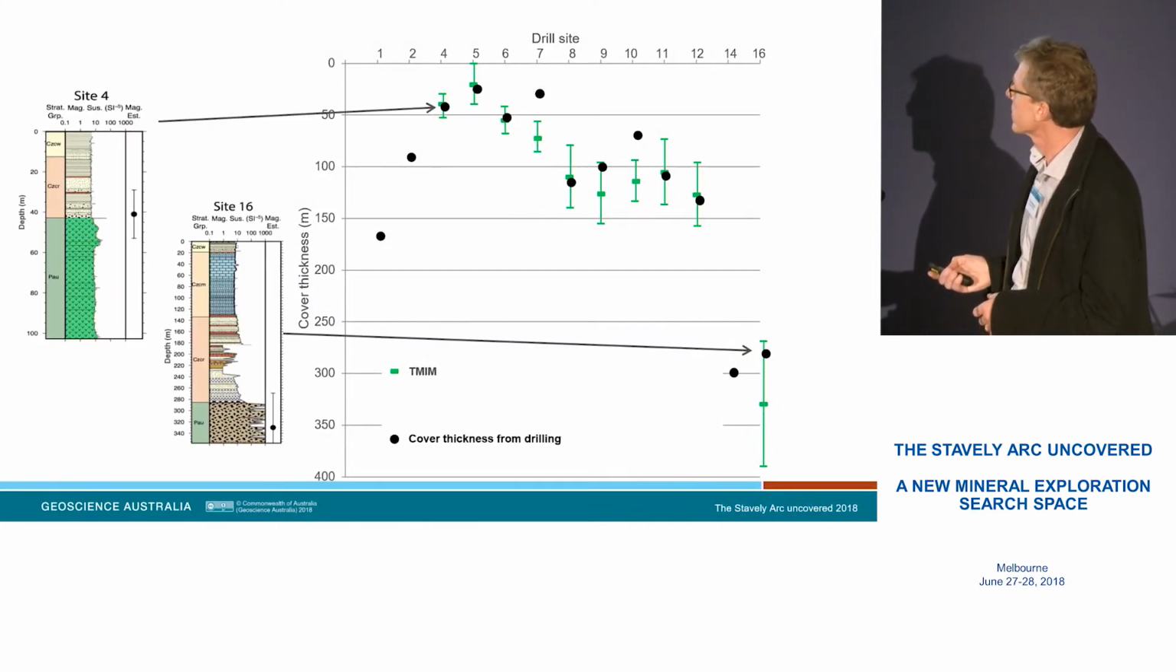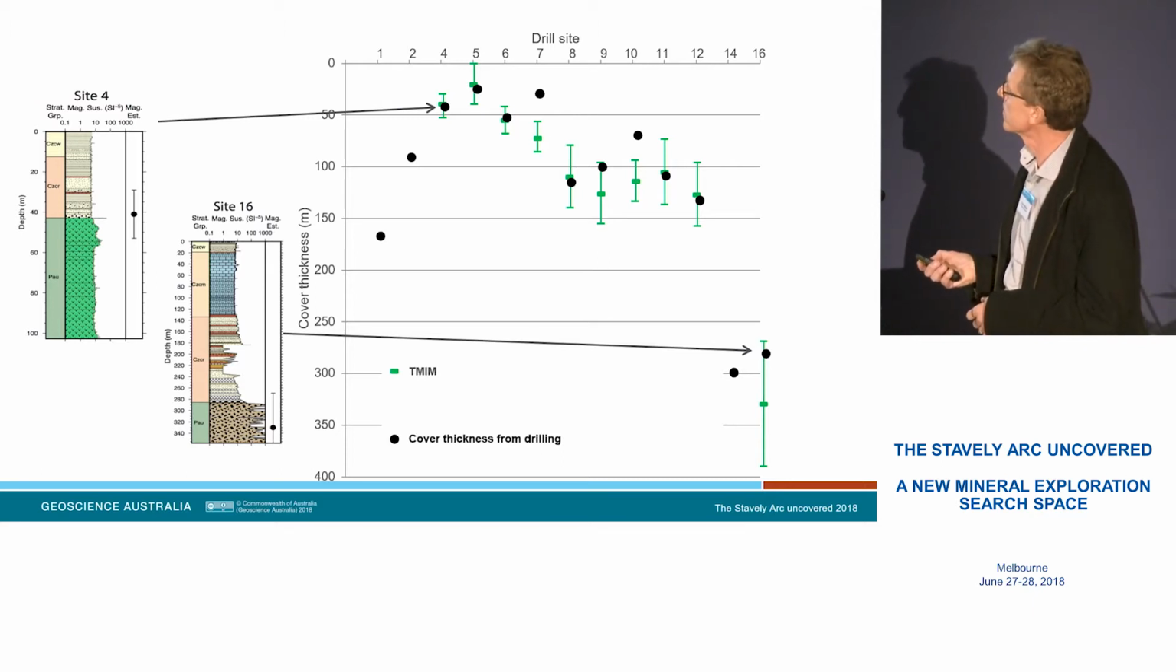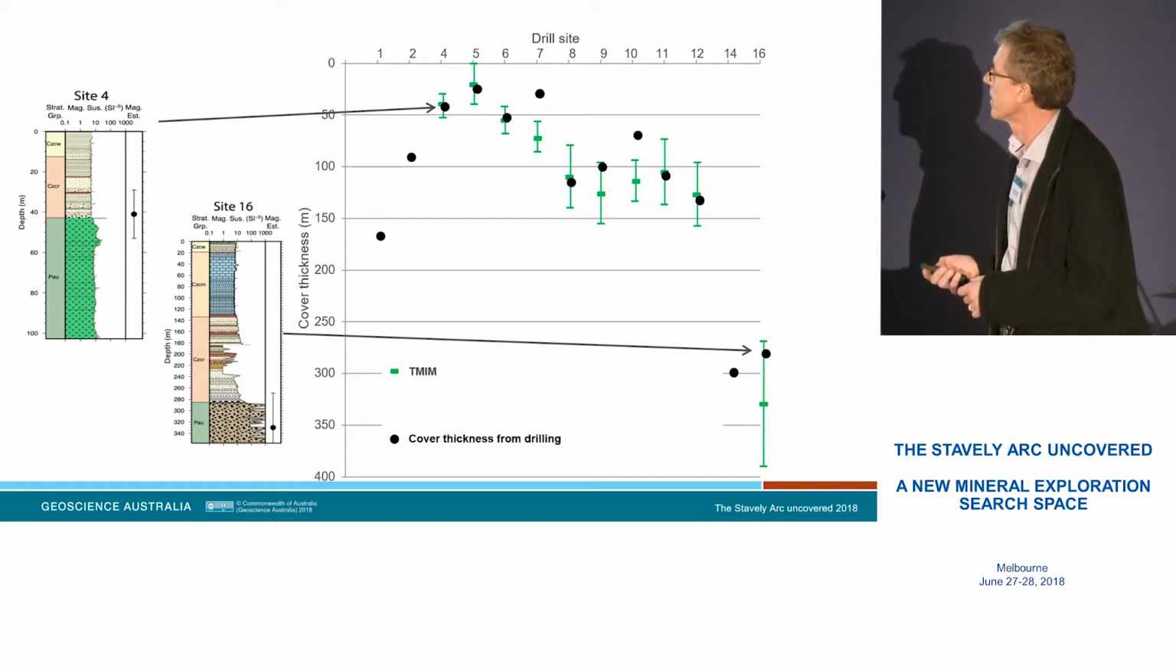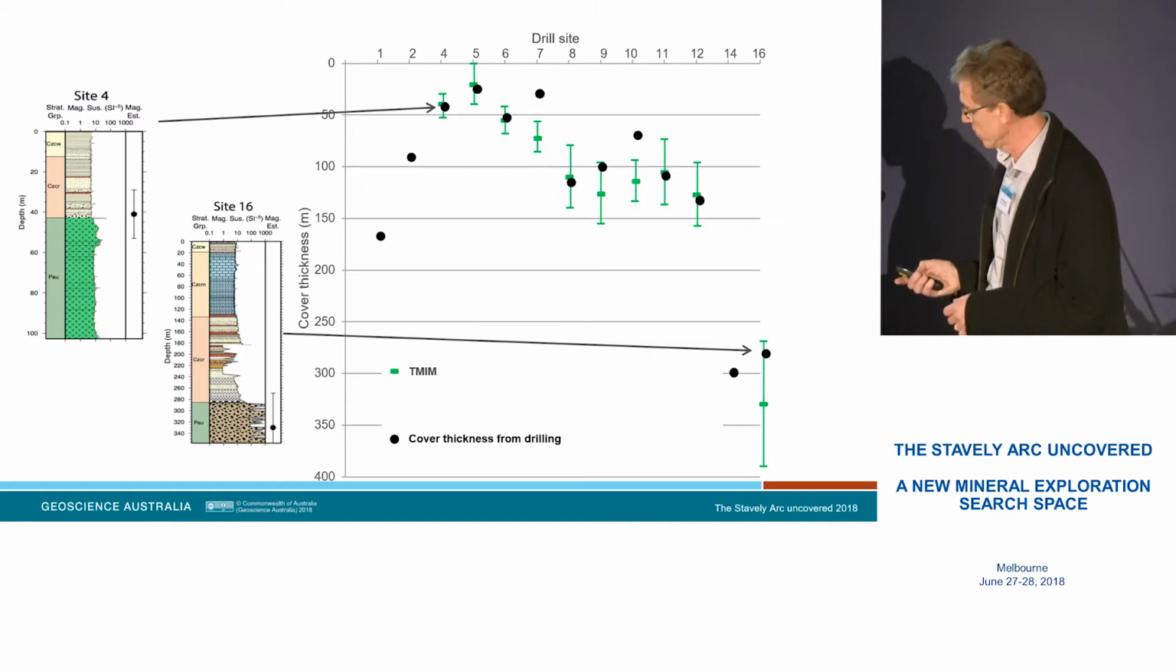Looking at a couple of sites where the method worked, you can see why it worked. This is the stratigraphic sequence. You've got your cover, you've got your basement, and the wiggly line is your magnetic susceptibility from wireline logging on the holes. At both sites, there's a good kick in magnetic susceptibility at the top of the basement, and that's what you're picking up with your magnetic modelling. So that's all very good.